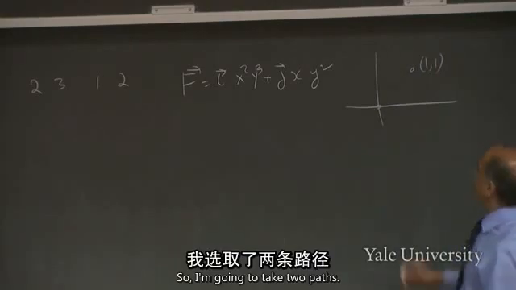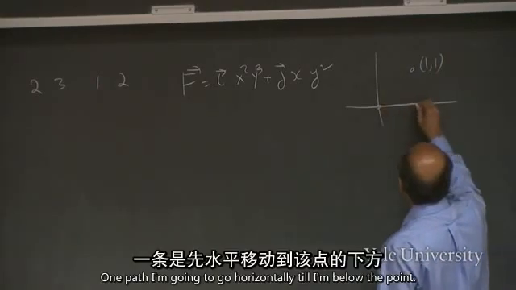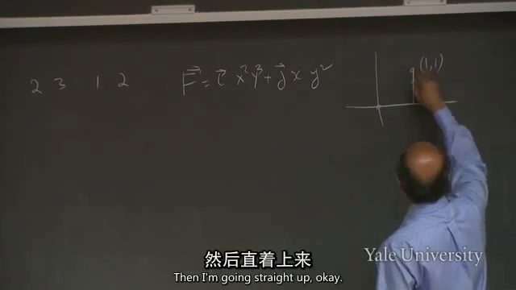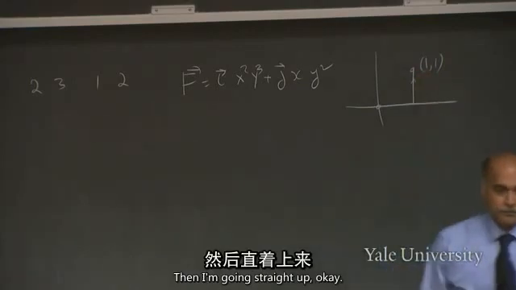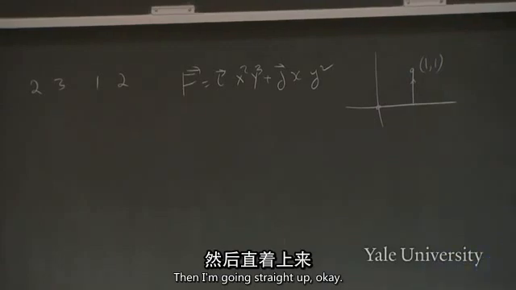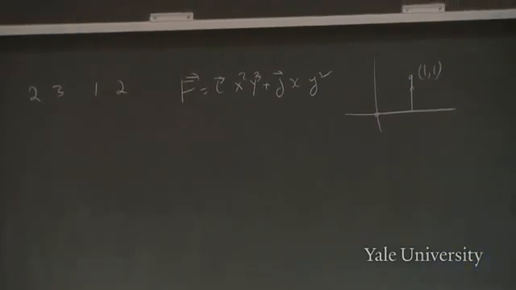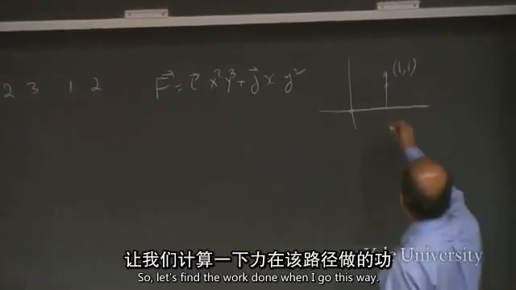So I'm going to take two paths. One path, I'm going to go horizontally till I'm below the point, then I'm going straight up. Okay? So let's find the work done when I go this way.